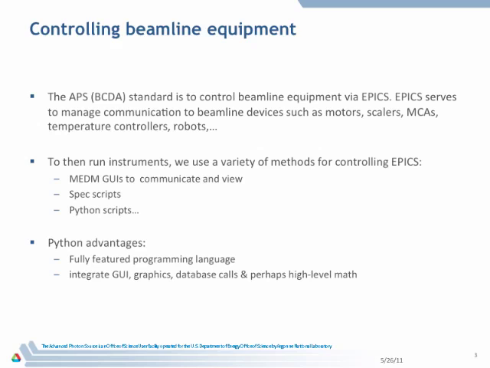All right. Okay. So the BCDA standard, such as it is, is that we use a communications protocol called epics to control our beamline equipment. We also use epics to control the ring. And what epics does is it's basically a communication standard. It takes the information that we want to express and sends it to all the various beamline devices like motors and scalers and stuff like that, and vice versa. It gets the information back.